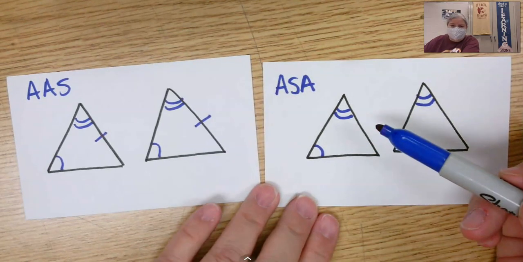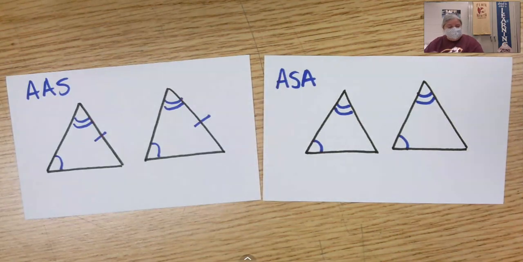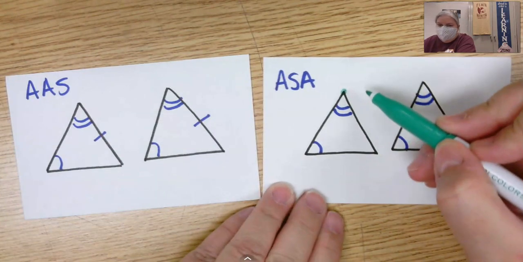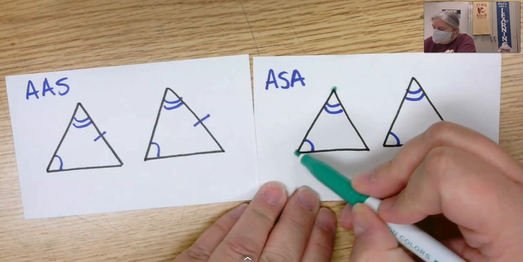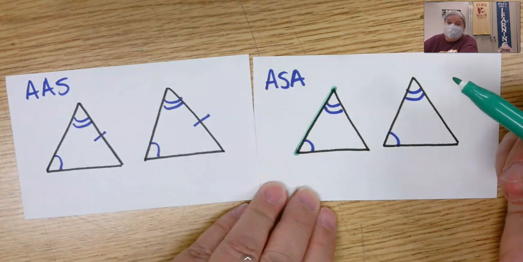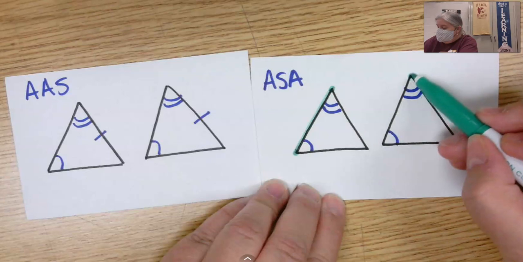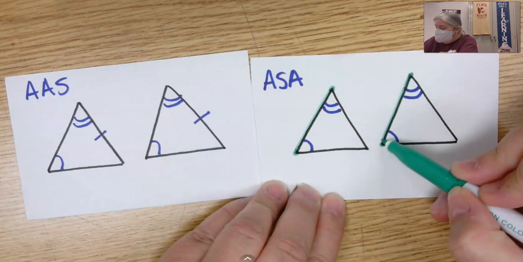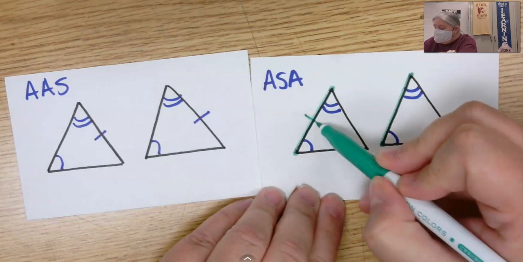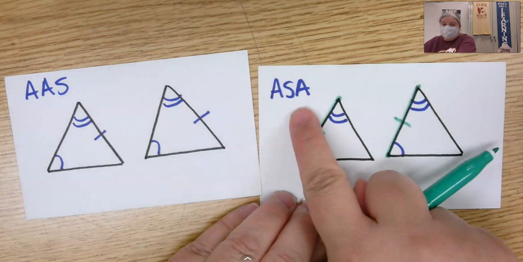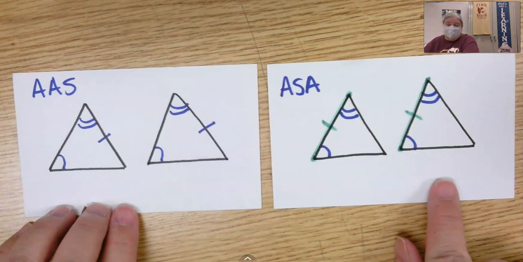So the included side between 2 angles means I look at the 2 vertices of the angles. Here's the vertex of one of my angles that's marked. Here's the vertex of the other one. If I trace the side that goes between them, that's the included side. Same goes here. Vertex, vertex, trace the line segment between them. That is my included side. That is the side that needs to be congruent for it to be angle, side, angle.